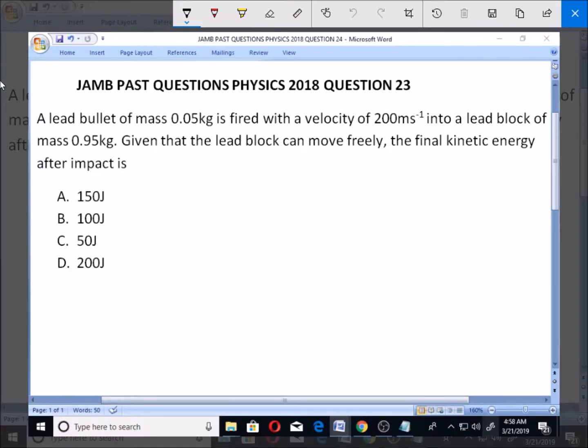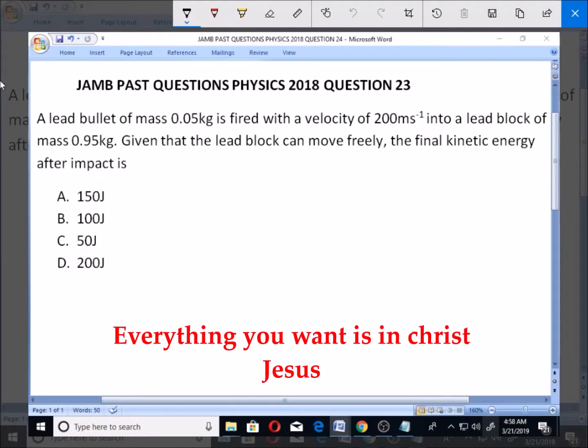Welcome. Let's look at this JAMB past question, physics 2018, question number 23.